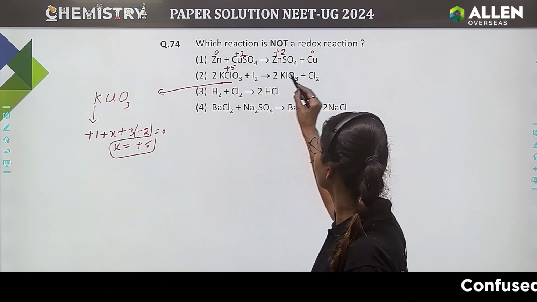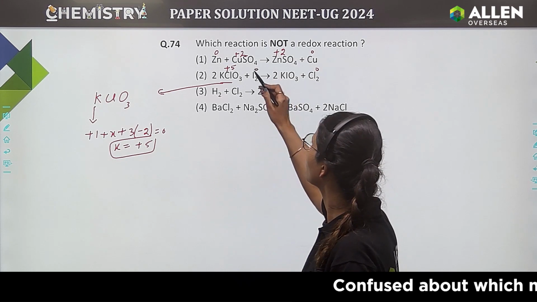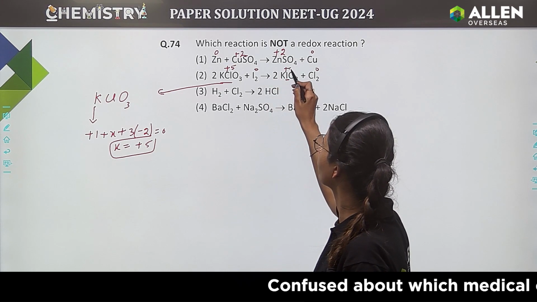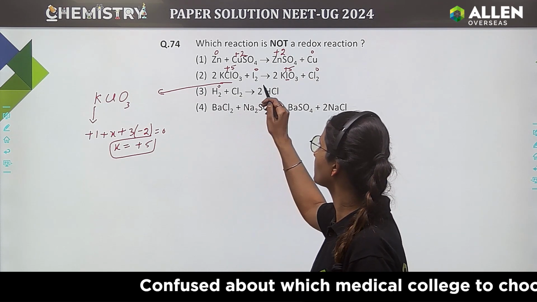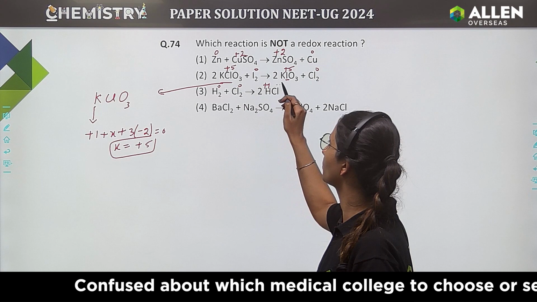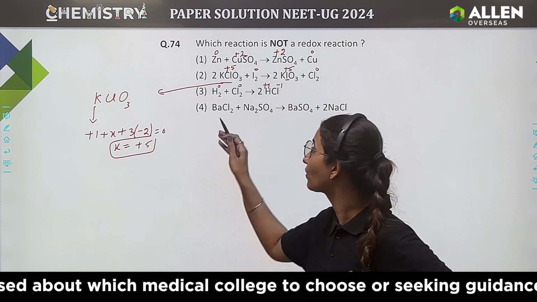So Cl from +5, here it is going to 0, obviously a change. Here from 0, it is going to a state of again +5. So redox. H from 0 is going to +1, Cl from 0 going to -1. It is redox. Fourth is not redox.